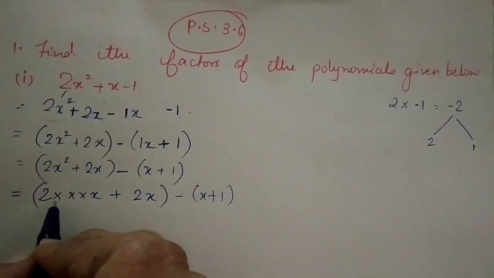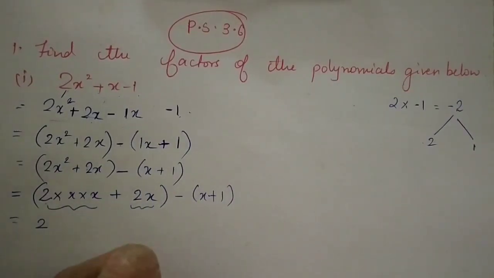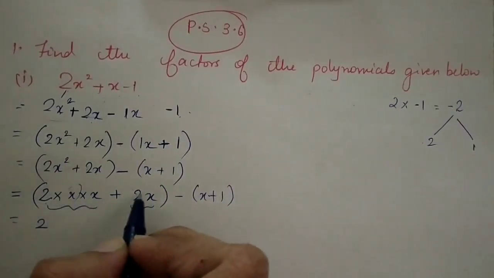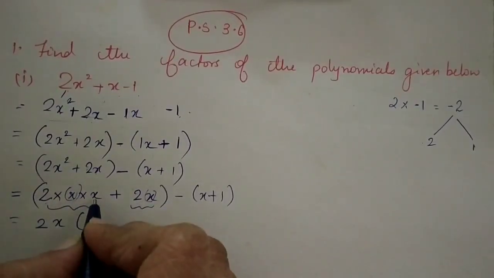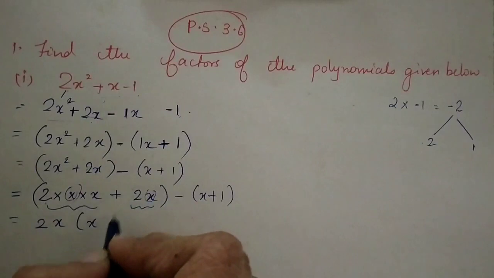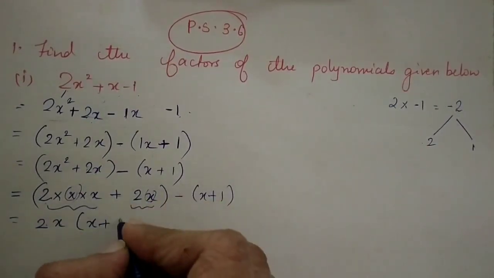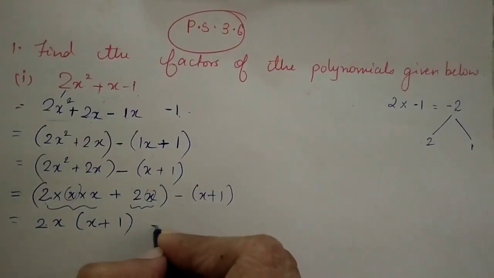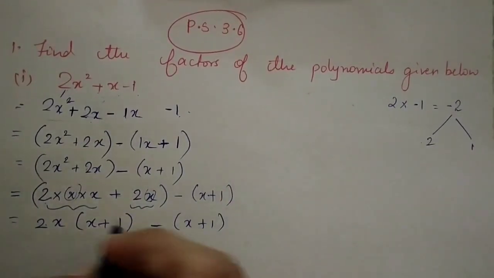Now find out what is common in this and this. What is common, children? 2 is common, take it outside. 1x is also common, so take that also outside. So what remains inside the bracket? x plus, nothing remains inside because 2 went outside and x also went outside. So x plus 1 minus, this is already x plus 1, so we'll write it here.